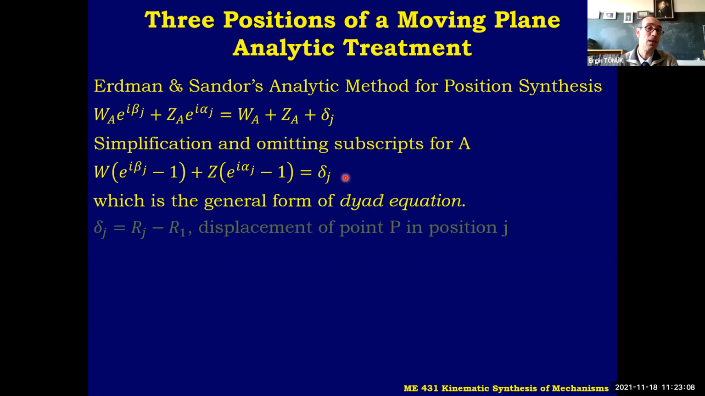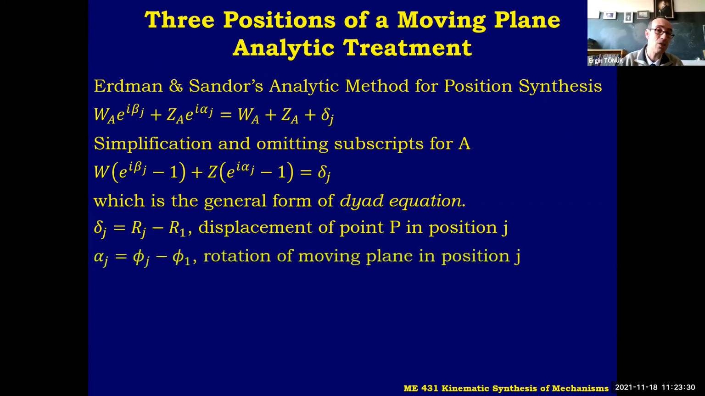Now, we can represent delta J as Rj minus R1. These are complex numbers as well, representing planar vectors. So it's the displacement of point P from the initial position in J. And as I said, alpha J is the rotation of the moving plane in position J.